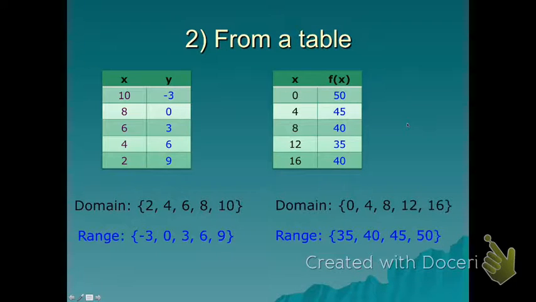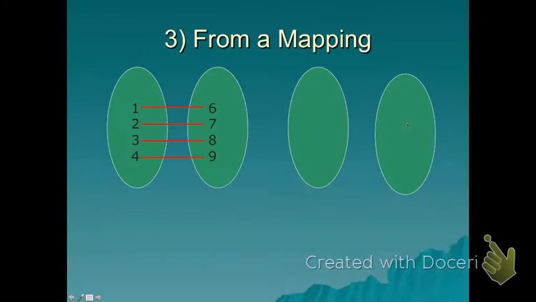The last way that we are going to find our domain is from a mapping. And a mapping is 2 ovals. We have one oval on the left, one oval on the right. And they have some numbers or values on the left one and values on the right. They're both numbers in this case. And then we have lines that connect them. Well, the lines are what make the coordinates.